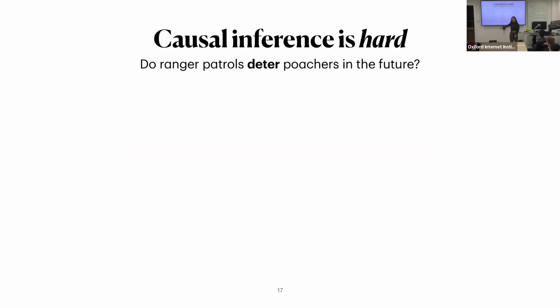So this took us on a years-long journey where we're trying to answer a question that sounds very, very simple, which is, do ranger patrols deter poachers in the future? This assumption of deterrence is actually one of the foundational assumptions in the SMART approach for protected area management, because some ecologists have done studies where they place fake snares and ask rangers to collect them, and they found that rangers only find about 10% of the snares that they put out, even in areas that they do patrol.